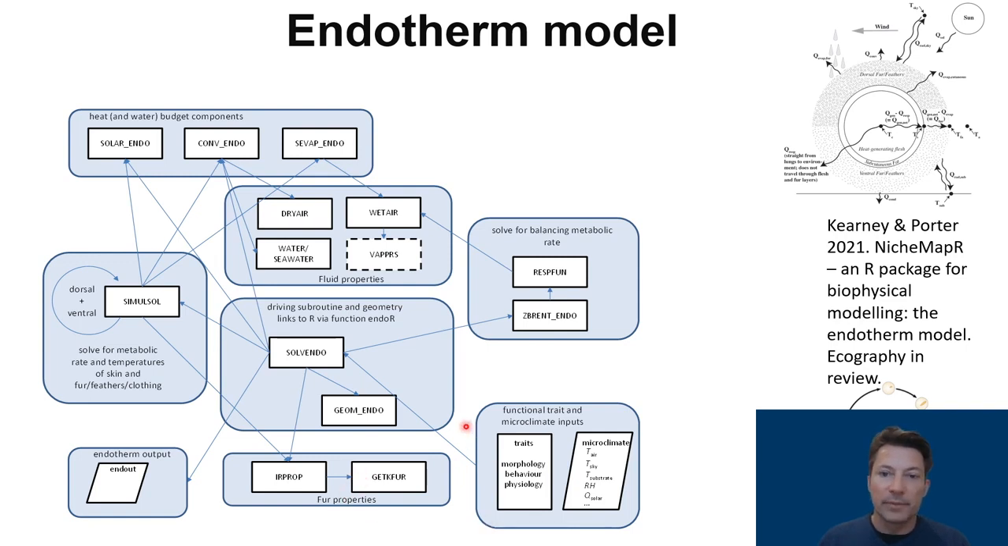Now, I haven't really talked about the endotherm model, but there is one. It's actually mostly finished. It's sitting there in the NicheMapR package. There is a software note that's currently in review that's almost finished. And this is basically solving a heat budget for an endotherm, and basically using similar principles to what I described for an ectotherm, except you've got the body temperature as a known entity, and you're trying to find the metabolic rate and water loss rate that balances the heat budget equations.